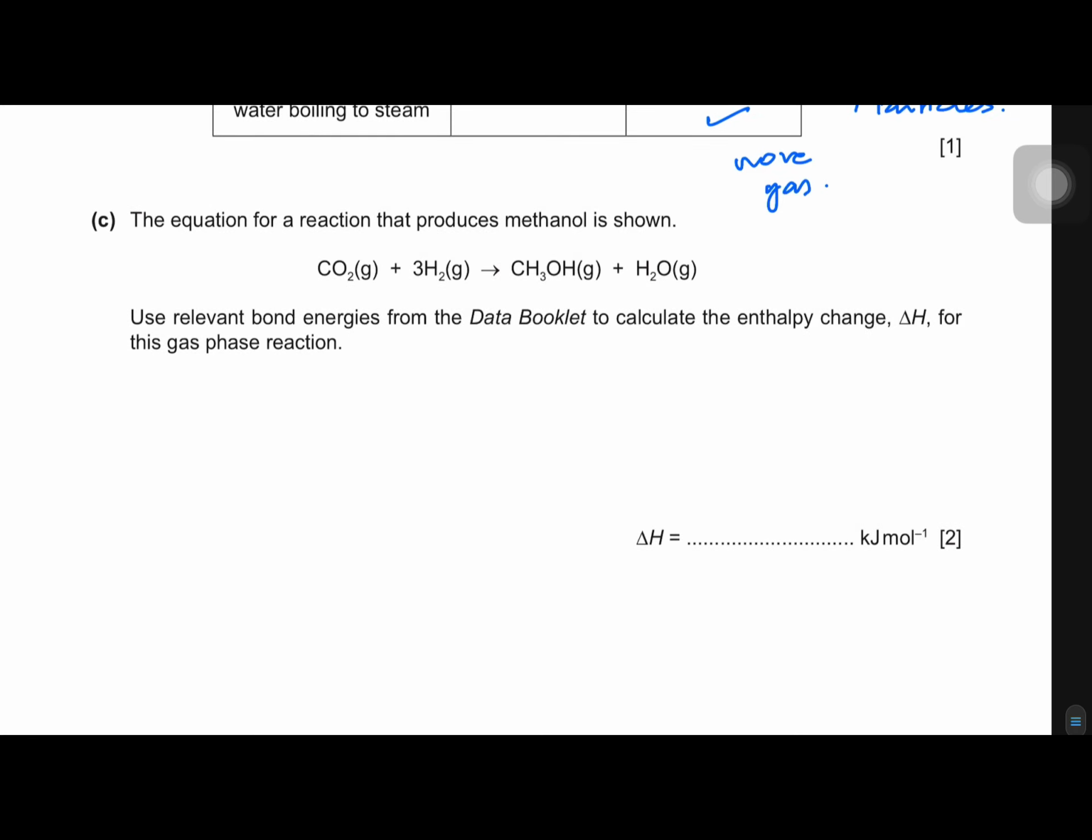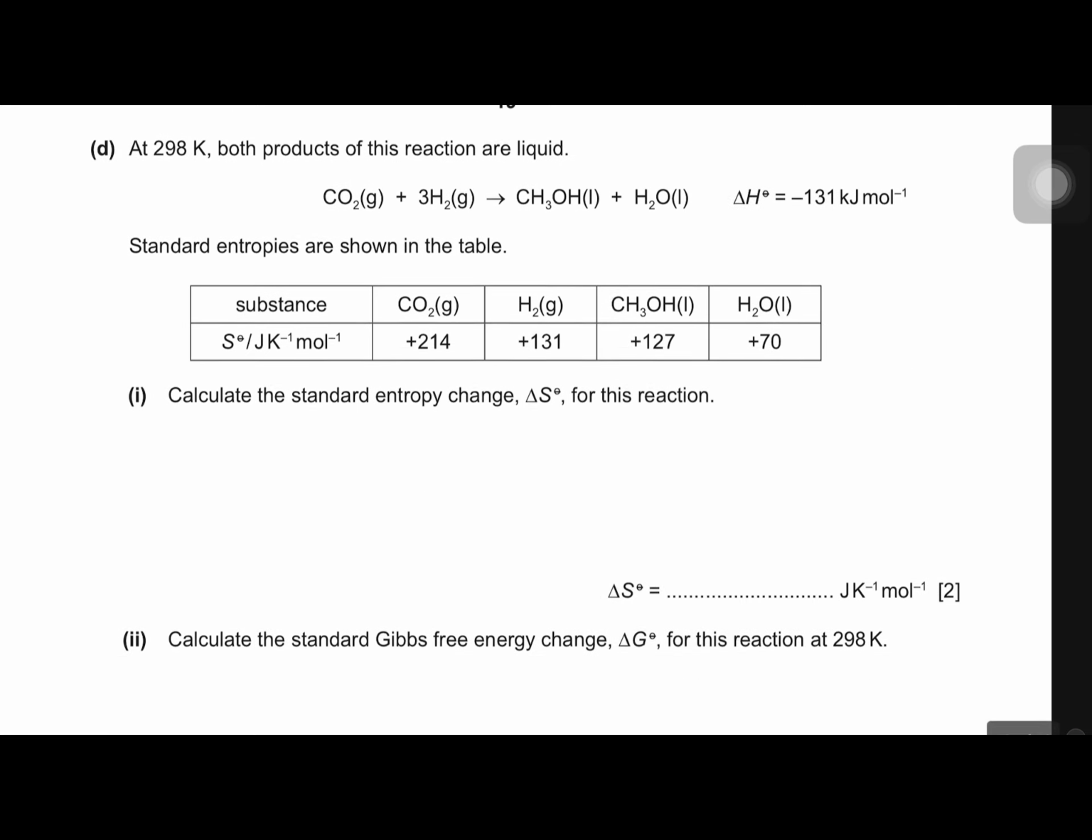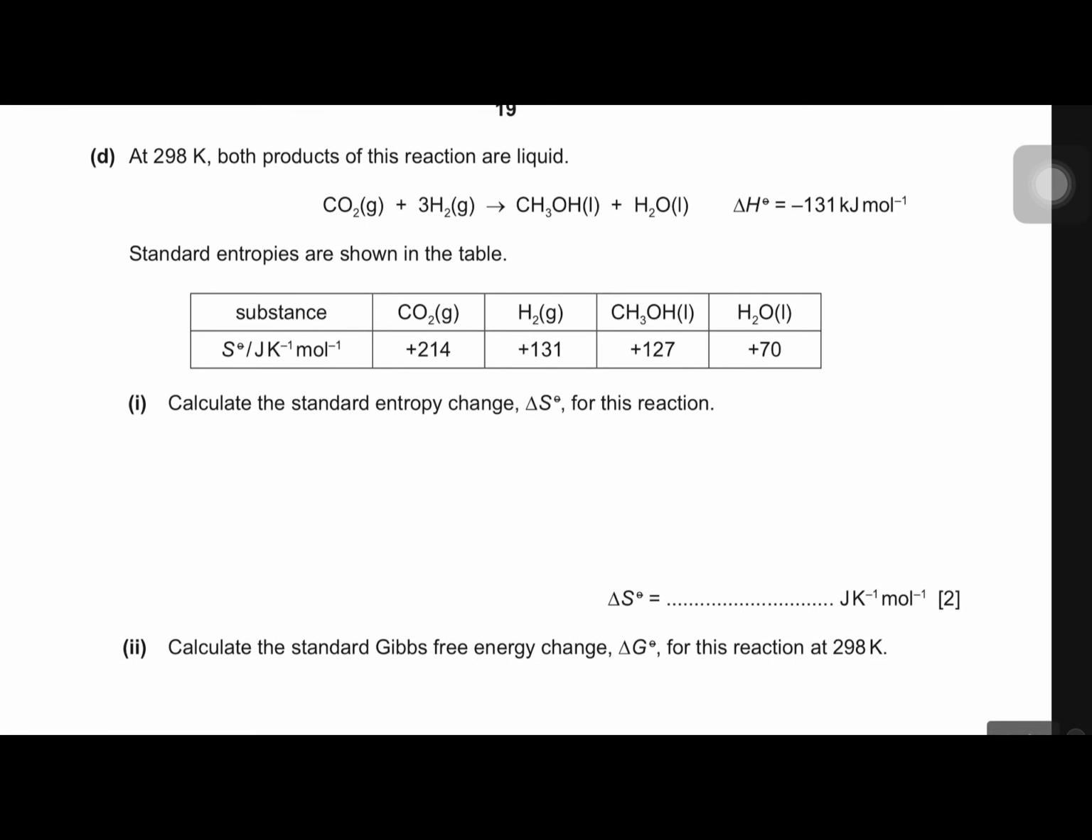The equation for the reaction that produces methanol is shown. Use relevant bond energies from the data booklet. So what you'll do is bond breaking minus bond making is equal to the change in enthalpy. I'm not solving it entirely over here. At 298 Kelvin, both products of this reaction are liquid. Calculate the standard entropy change.